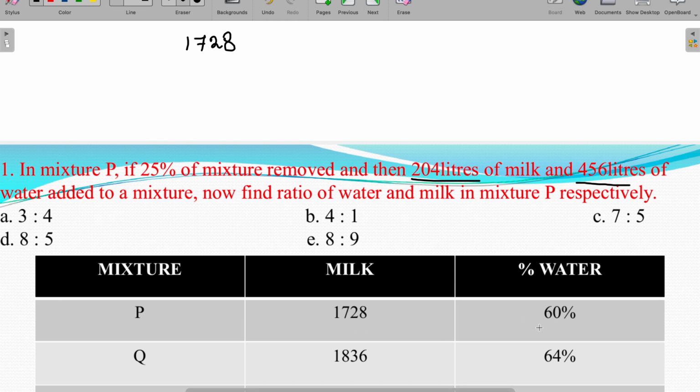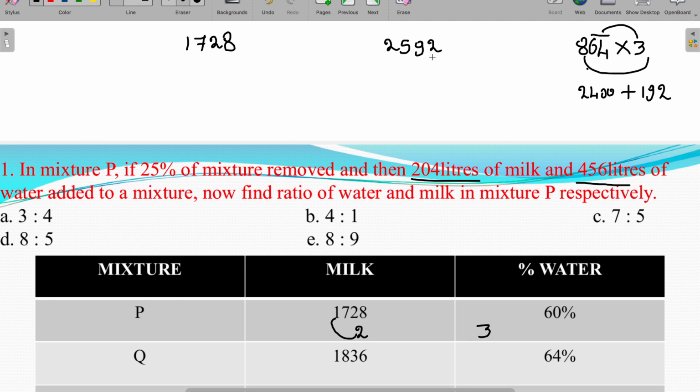If water is 60%, milk will be 40%, and the ratio will be 2:3. 2 parts is equal to 1728. 1 part is equal to 864. Then I want 3 parts because I want water: 2400 plus 192, 2592. That will be water. Calculation speed is required. How am I multiplying? 800 into 3 is 2400, plus 64 into 3: 60 into 3 is 180, 4 into 3 is 12, so 192. That will be a total of 2592.